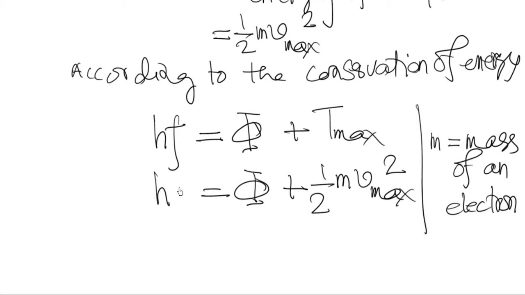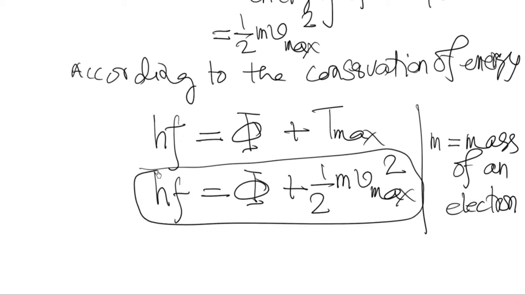So this equation actually is the conservation of energy, and you have to solve problems later on at the end of this chapter by using this formula. Classical mechanics, or classical physics actually, is unable to explain this phenomenon of photoelectric effect.